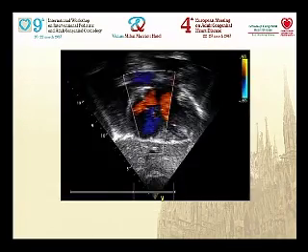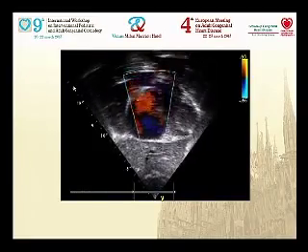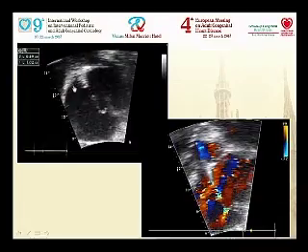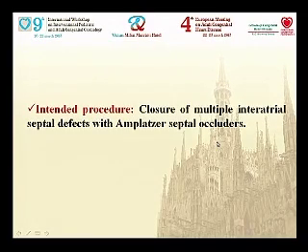Here we can see the transthoracic echo with the major shunt in anterosuperior position. And with this image, we can see the aneurysm in the inferior position with multiple shunts. Our intended procedure is to close this multiple interatrial septal defect with the Amplatzer septal occluder. Now we can show you the echo picture.